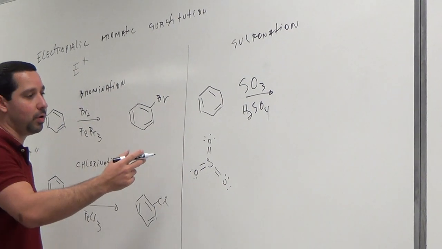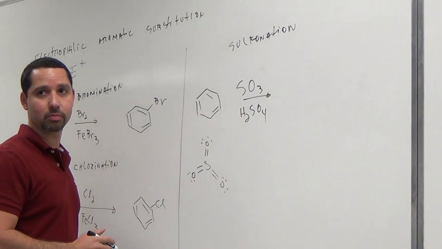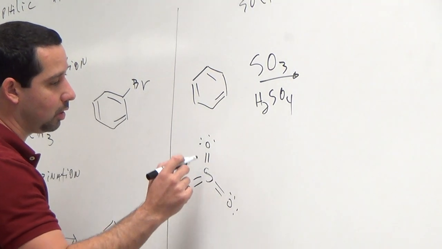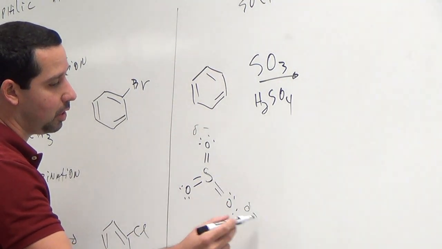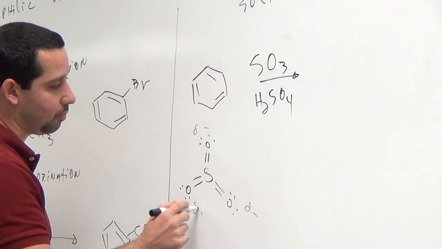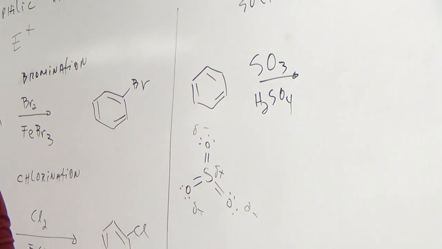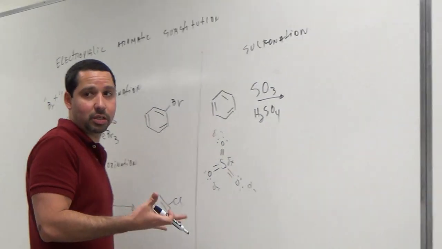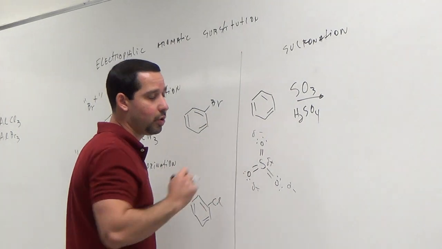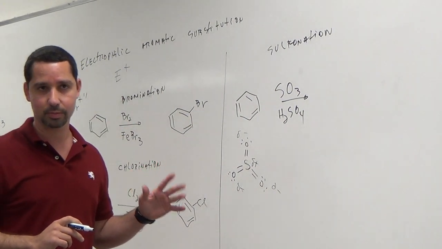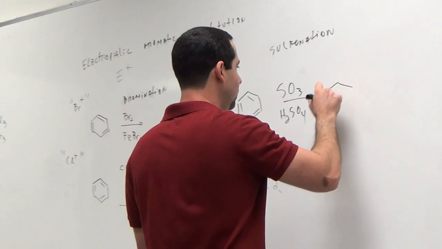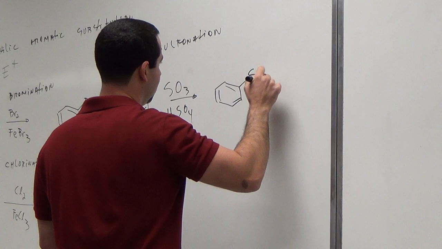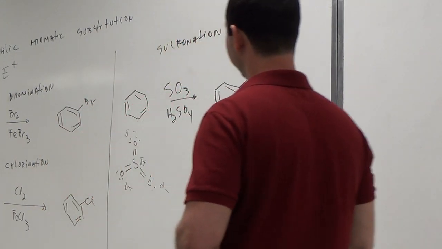Okay, as you can tell, what does the sulfur need? Negative here, negative there, negative there. The sulfur is in some serious need of electrons, yes? So the electrophile is going to be SO3, and the ring is just going to attack that sulfur from the SO3. Okay? And sulfonation is going to give you that.